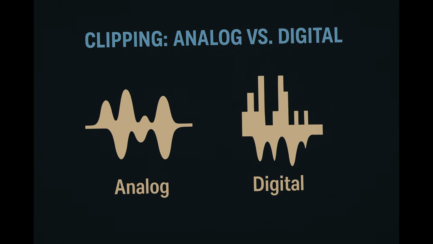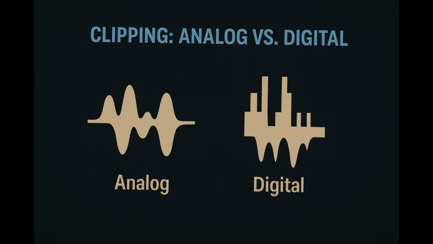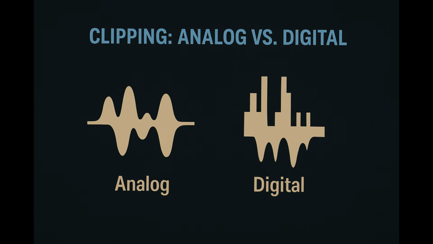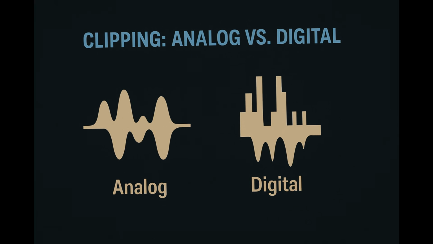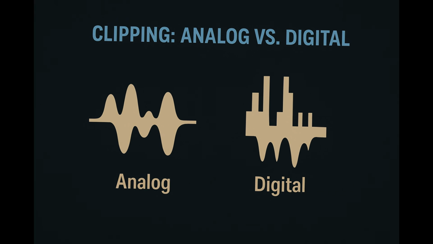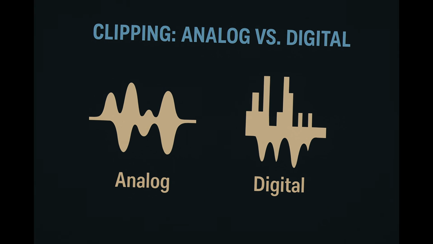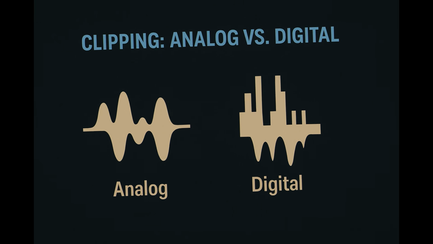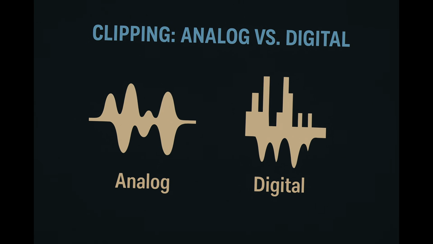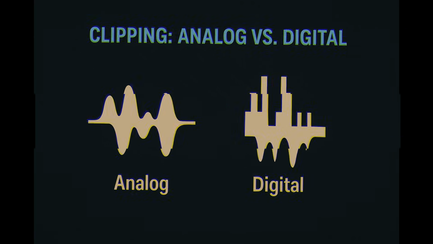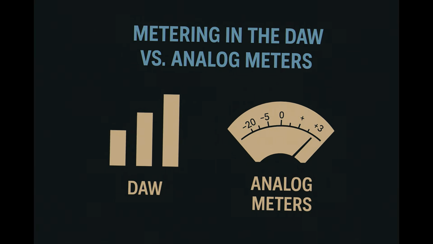Clipping, analog versus digital. Analog gear clips gradually and often musically, especially tube gear or transformers. Digital clipping is immediate and harsh. It sounds brittle and is almost always undesirable. Know when to embrace soft analog saturation and when to strictly avoid digital overs.